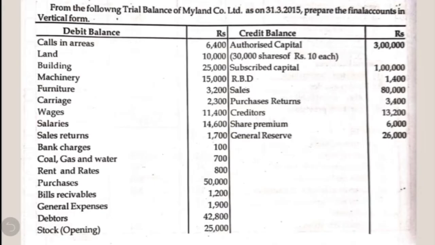As I said, we have to prepare both profit and loss account and balance sheet in the vertical form. So for that we need to first identify which item has to be shown in which note number. Okay, coming to the debit balances, first one is calls in arrears. In the previous session also we had similar adjustment. Calls in arrears is nothing but the company has made the call for receiving the call money, but some shareholders have not paid it. So in order to calculate the paid up capital from the called up capital, we are going to deduct the calls in arrears.